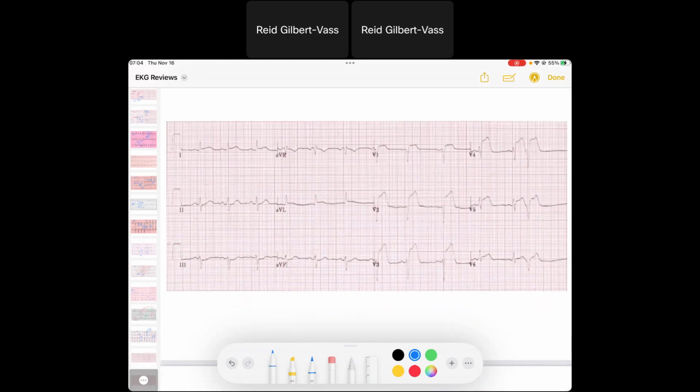All right, so another STEMI here. We'll just look at the ST segments real quick. So here we've got elevation in V1, V2, V3, V4, V5, maybe a little bit in V6, but definitely throughout the anterior leads, and even a little bit of elevation in lead 1 and aVL. Got some depression in aVF, depression in lead 3. And so that would be what we call reciprocal depression.